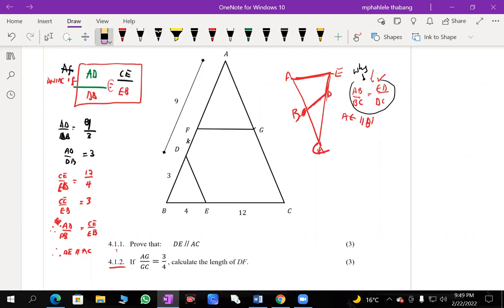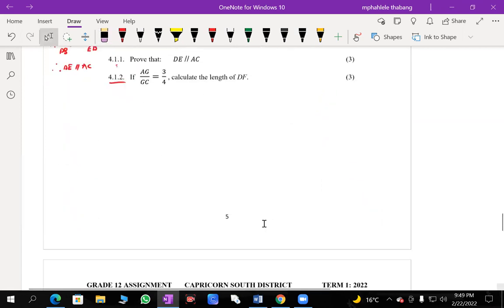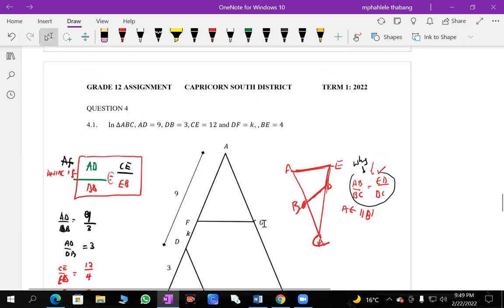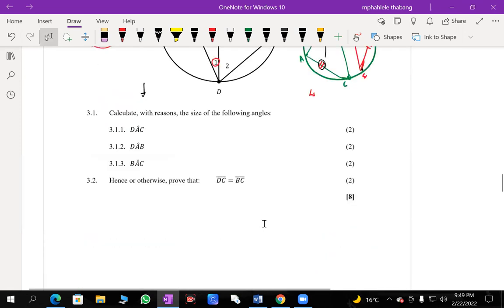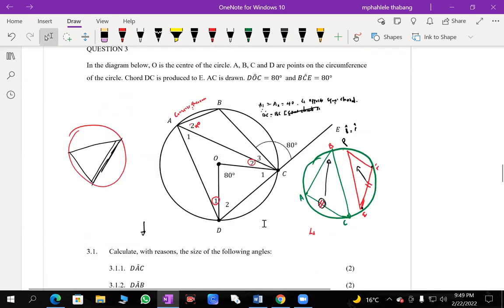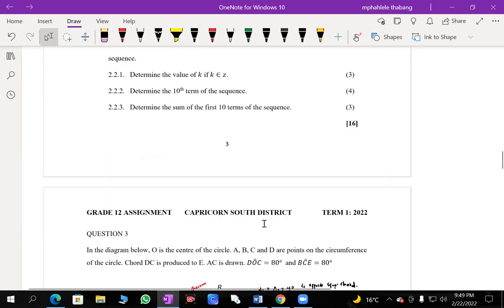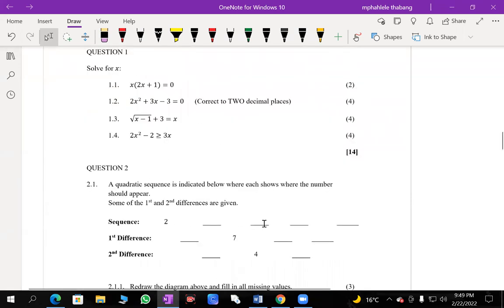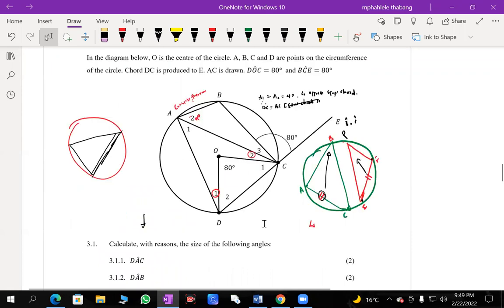In Euclidean geometry, that's where the problem comes, because the diagrams are not drawn to scale. The diagrams are not drawn to scale most of the time. So we need to be careful.